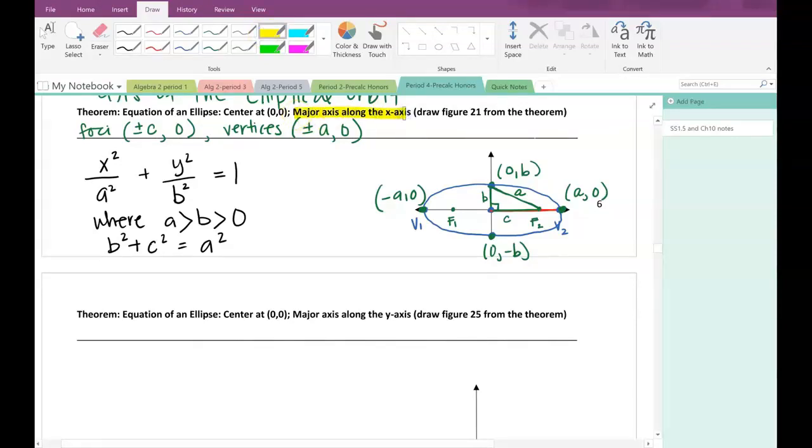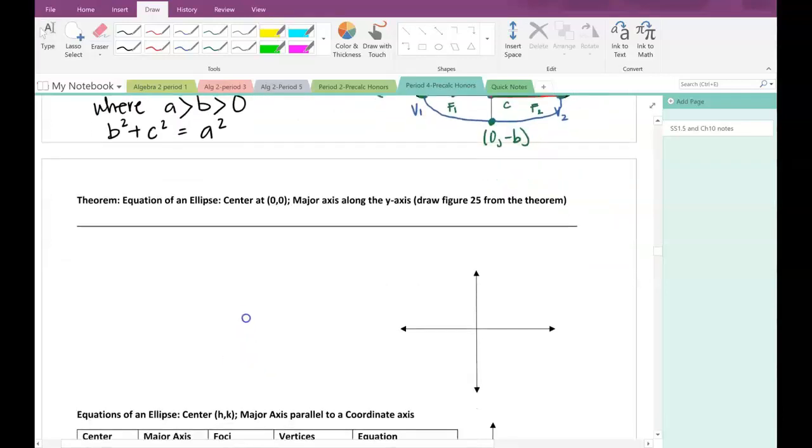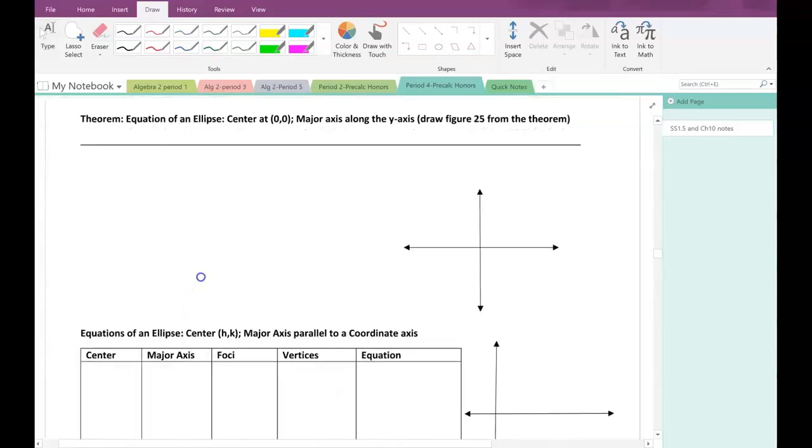All right, now let's go and do the next theorem. This one says the center is still at 0, 0, but now this time the major axis is on the y-axis. So this is more vertical. Okay, so this is 0, 0. Now I'm going to make a dot here. So let's call that vertex 1. Vertex 2, we will make the minor axis shorter. Let's draw this out.